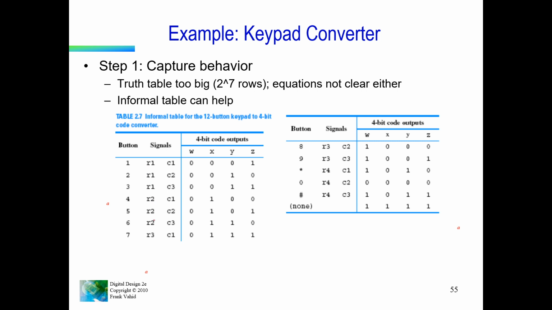I will continue on by filling the rows of my table, and I will only require 13 rows, including this none row, because I have 12 buttons, and also the last case is none of the buttons are pressed. And in this case, I will output 1, 1, 1, 1.